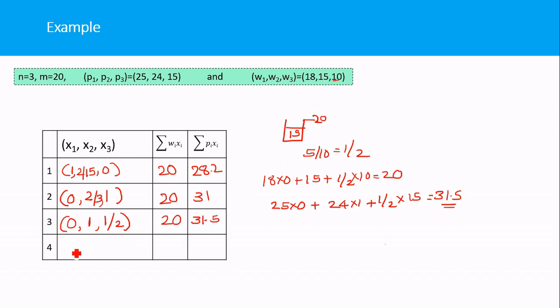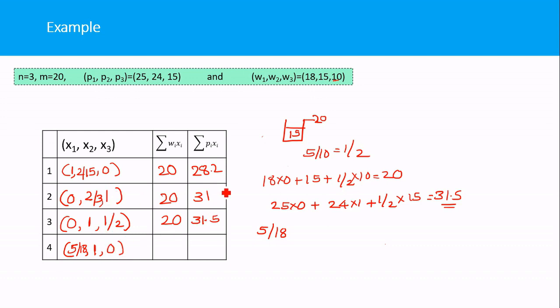Now let us take another case where again I am taking the second item completely, so 15 will be filled. Next I am taking the first item, so the remaining 5 kg is left after filling 15 kg. So I have to take 5 by 18th fraction of the first item, and by that time the bag will be filled, so I am not taking the third item.